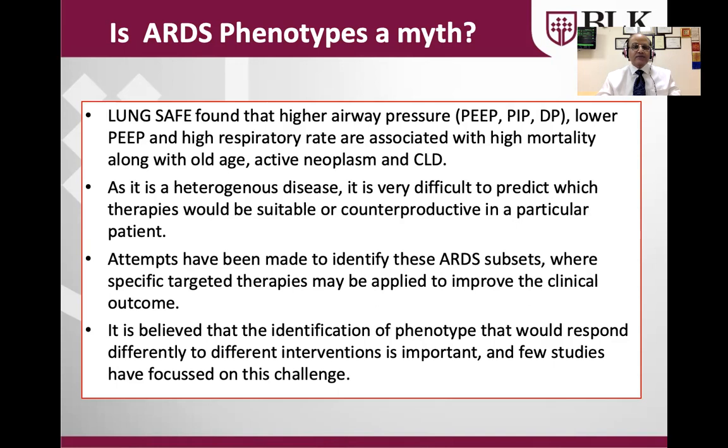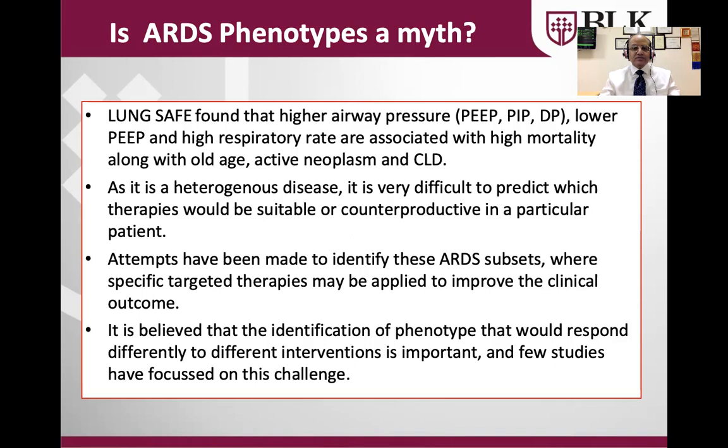And if we look at the LUNG SAFE study, it found higher airway pressure, PEEP, PIP, driving pressure, lower PEEP and high respiratory rate were associated with high mortality, along with old age, active neoplasm, and chronic liver disease.